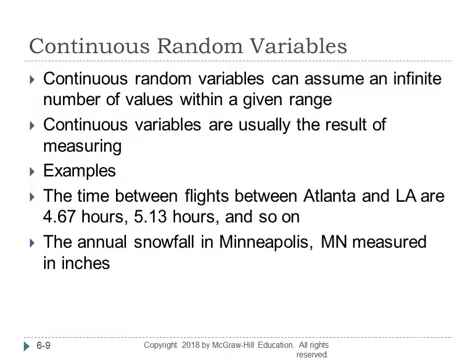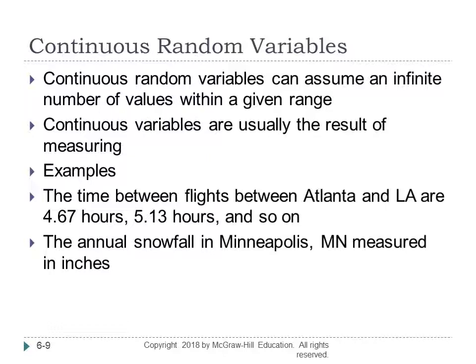The other type, which we will study in more detail in the next chapter, is continuous random variables. Continuous random variables can assume an infinite number of values within a given range. Continuous random variables are the results of measuring. So this we should remember when we discuss different types of data: continuous data is normally the result of any time you're measuring. A continuous random variable is a random variable that assumes continuous data.